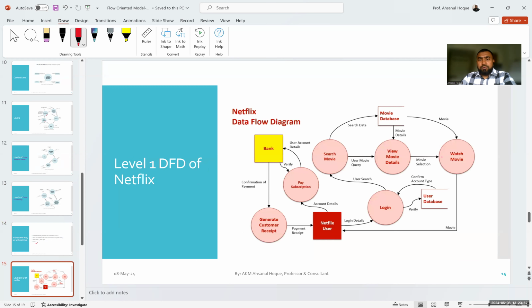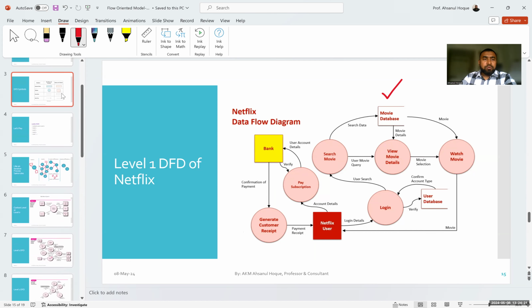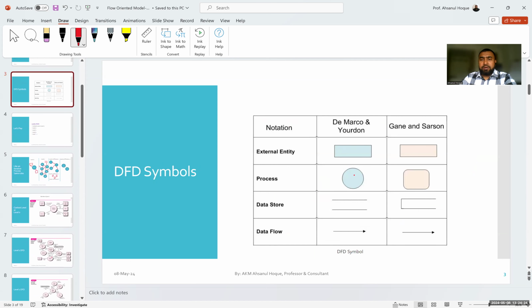Let's see another one. I took this one to give you an idea. So this is basically a level one because there are so many processes over there, and it is our Netflix data flow diagram. Some I took from the net, but to show you that we use symbols, which are the Yourdon and DeMarco symbols, but the data store is Gane and Sarson symbols, which I have already said. We have to use these standardized symbols. So either you follow this one or that one.